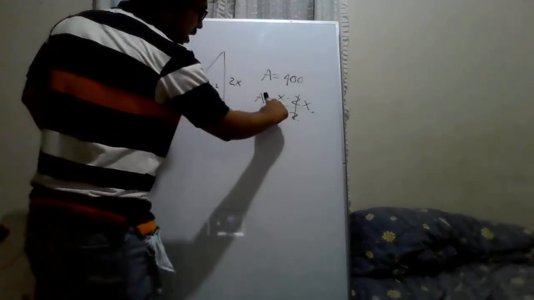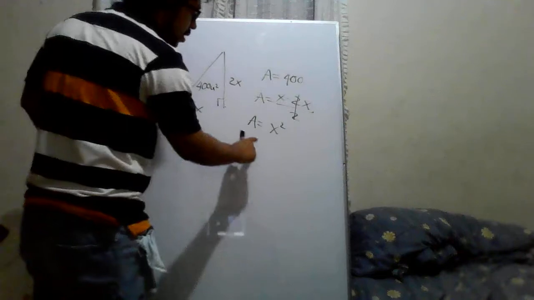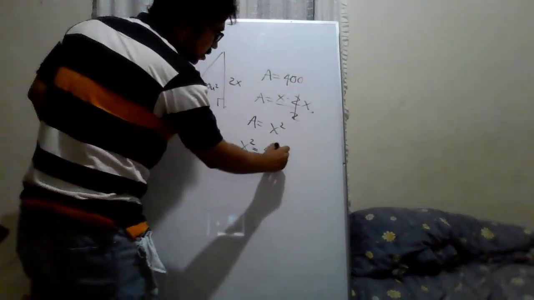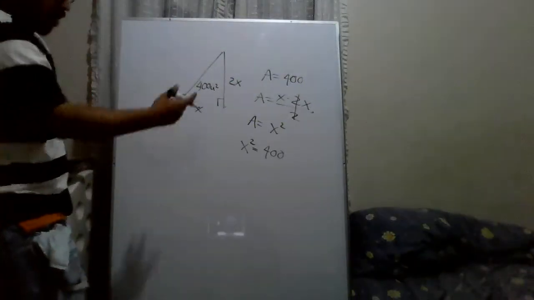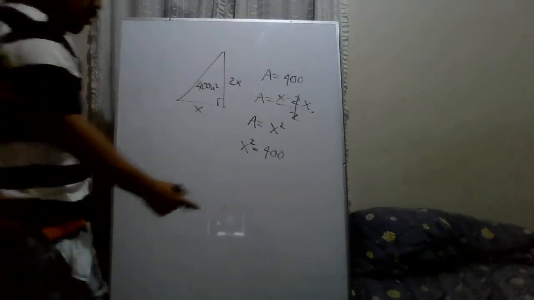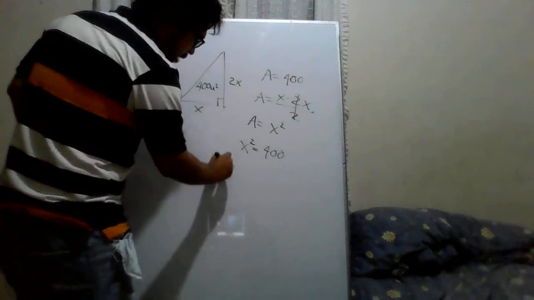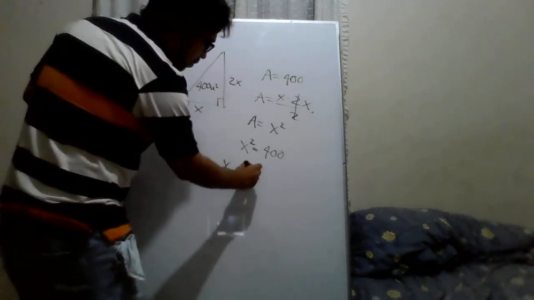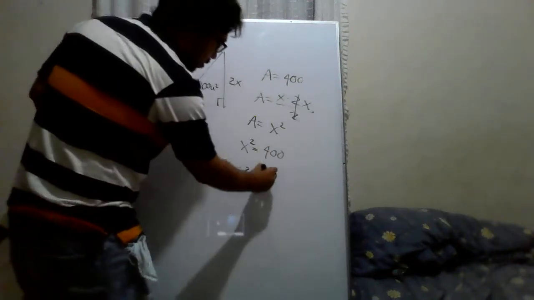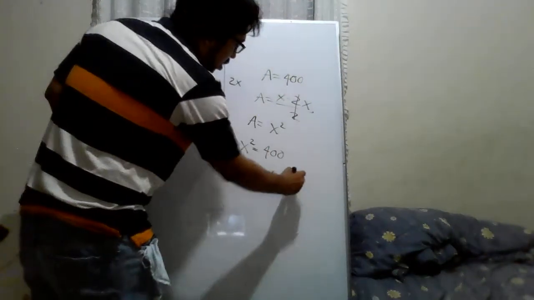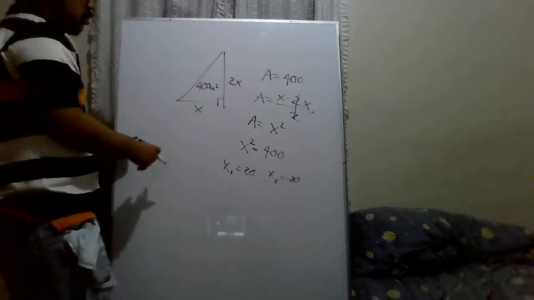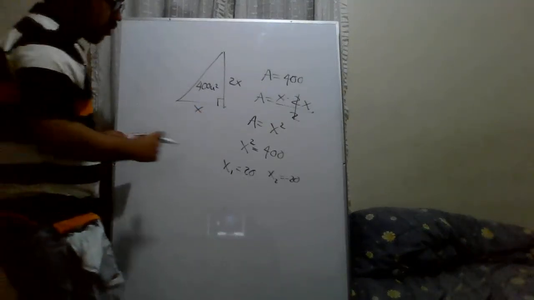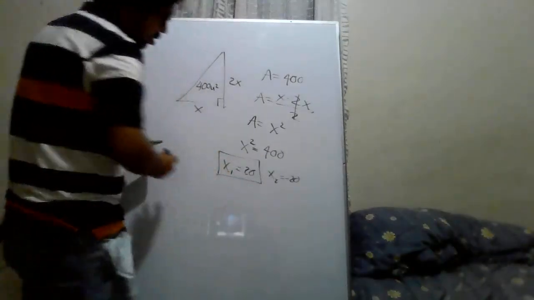So the area is x multiplied by x, which is x squared, but the area is also 400, so x squared is equal to 400. And you have a very quick equation to solve. You have two solutions. You already know from algebra that one of the solutions is 20 because 20 squared is 400, and the other solution is minus 20. But this is a triangle, and the sides of a triangle cannot be negative. Okay, so we choose this solution.